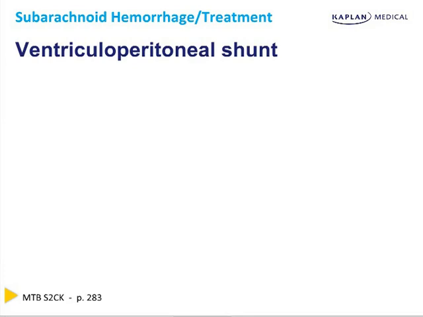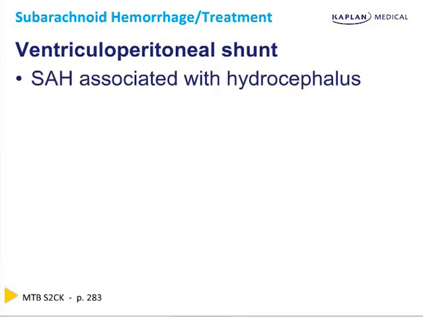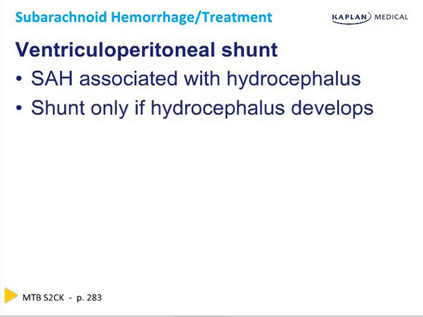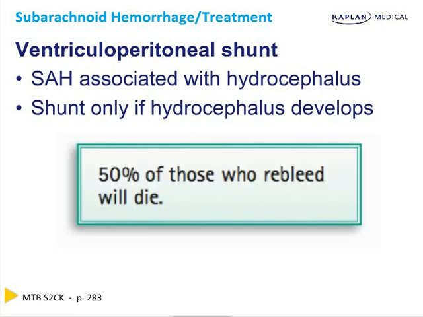The third potential treatment is ventricular peritoneal shunt. Subarachnoid hemorrhage is associated with hydrocephalus. That's because the red cells get clogged up in the subarachnoid granulations. The subarachnoid granulations are what drain out the cerebrospinal fluid from the brain. Red cells literally clog it up like you would have toilet paper stuffing up your toilet. And you shunt it only if the hydrocephalus develops. Remember, 50% of those who rebleed will die, so the most important thing is to get in there and clog up the side of bleeding so it doesn't happen again.